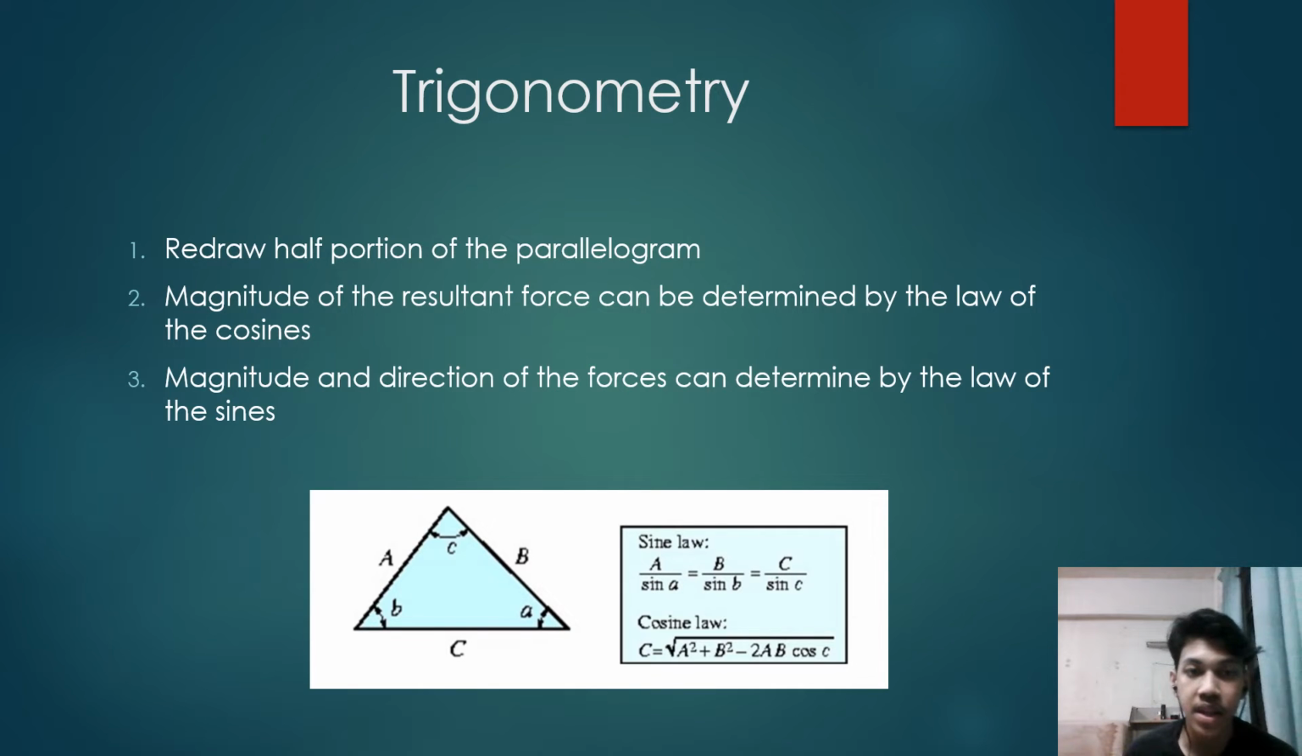So next we are going to talk about the trigonometry method. It only has three steps. The first step is to redraw half of the parallelogram, which we must make into a triangle. That's why we must redraw only half. The second step is that the magnitude of the resultant force can be determined by the law of cosine. Meanwhile, with the law of sine, we can determine two things: the first one is magnitude and the second one is direction.